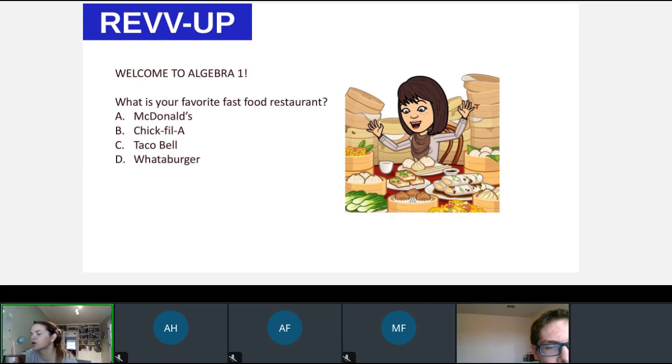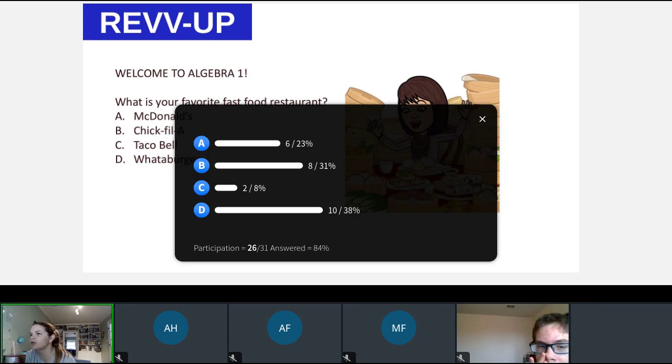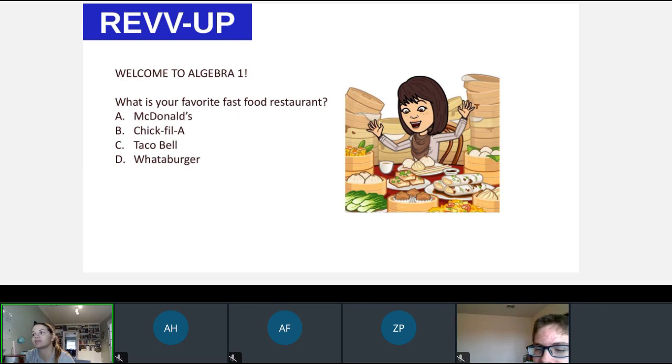Whataburger. What'd you say? Whataburger. Isn't it meant to be spelled Whataburger? Whataburger is your vote? No, my vote is McDonald's, but okay. Isn't Whataburger spelled Whataburger? I think it's spelled like this. What a burger. Alrighty, so it looks like Whataburger wins with Chick-fil-A coming in a close second place. So, only 2 people like Taco Bell? I guess.